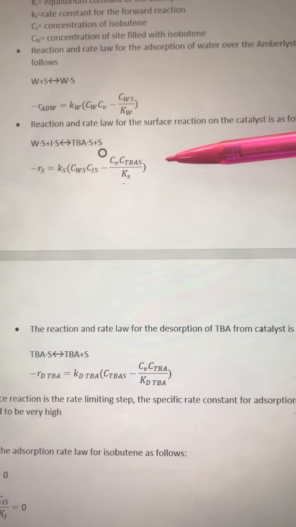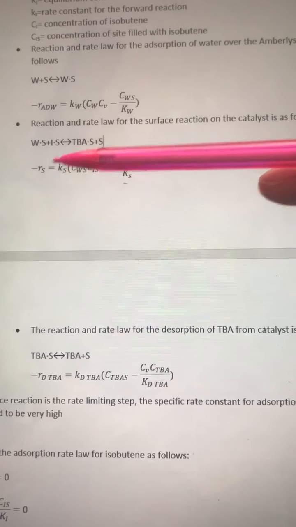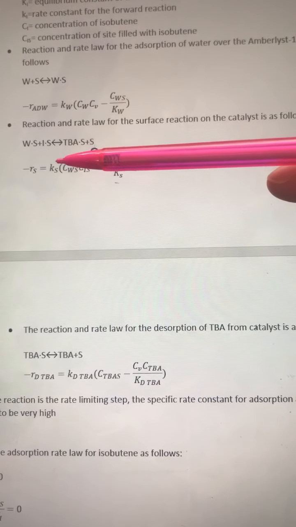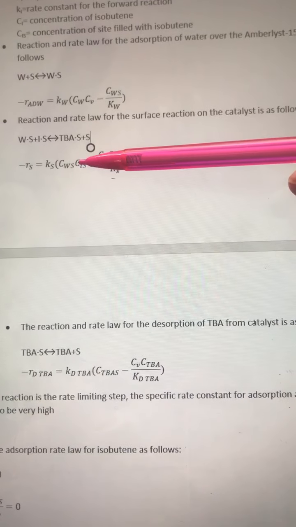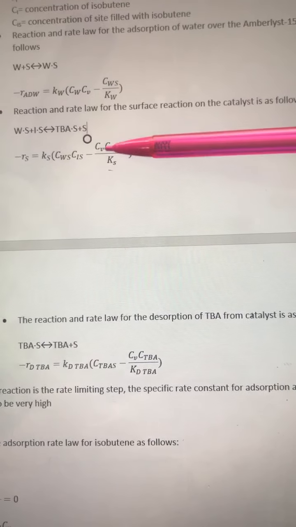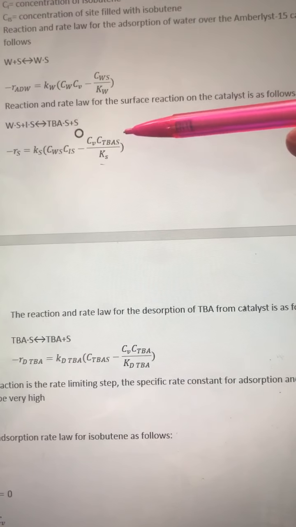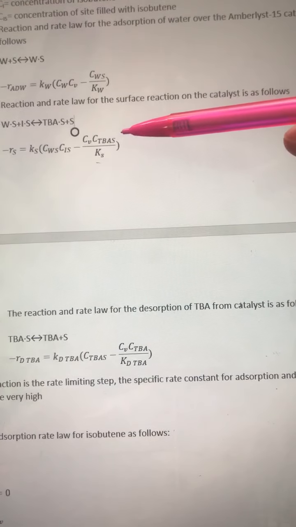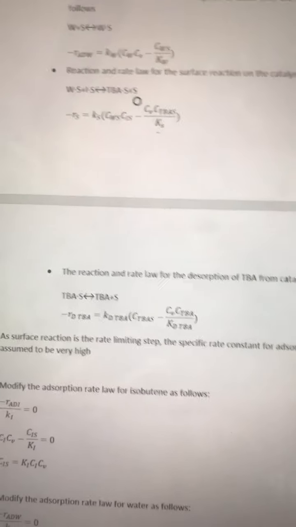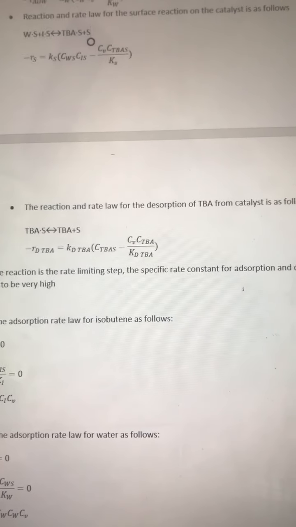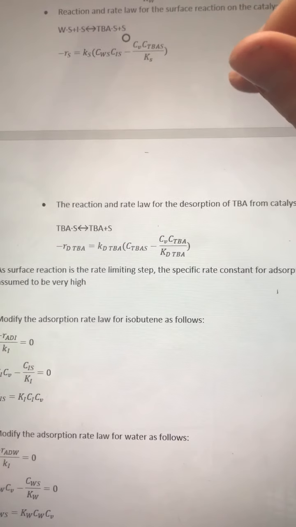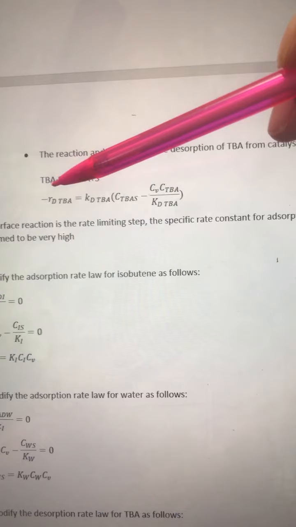So our reaction here, the rate of disappearance of the solid equals the rate constant for the forward reaction times the concentration of a site filled with water times the concentration of a site filled with isobutene minus the concentration of the vacant site multiplied by the concentration of TBA in that site over the equilibrium constant of the adsorption. And then finally, we have the reaction and rate law for the desorption of TBA from the catalyst, which is our final reaction in the mechanism, and that can be seen here.